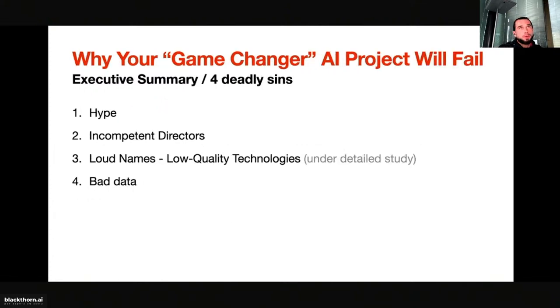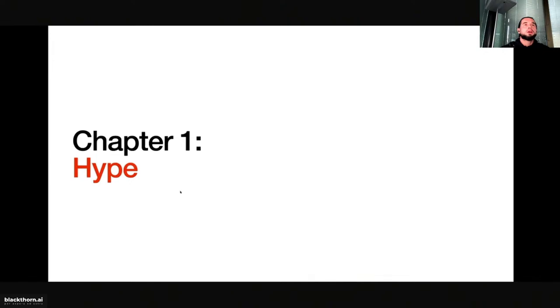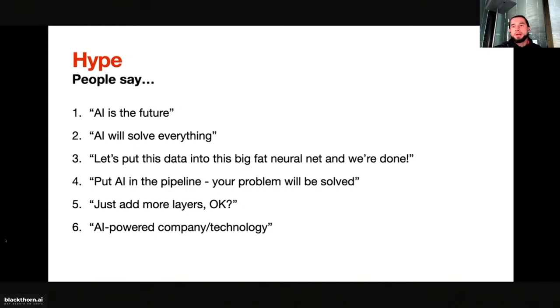So what are we going to talk about today? We will talk about four deadly sins of AI projects in drug discovery. First is hype. Second, incompetent directors. Third, loud names and low quality technologies. And fourth is bad data. First, chapter number one, hype. Almost everybody, each one of you, has heard things like AI is the game changer, AI is the future, AI will solve everything, let's take this data, put it into the neural network, it will do the trick. Or let's add AI in the pipeline and it will solve your problem.